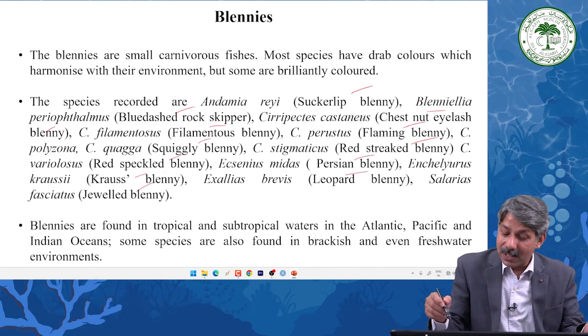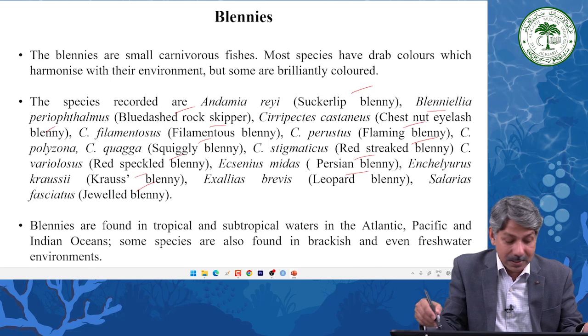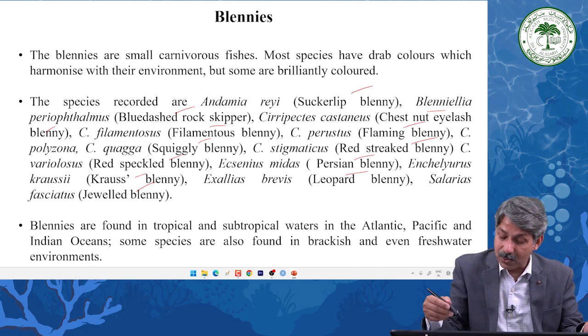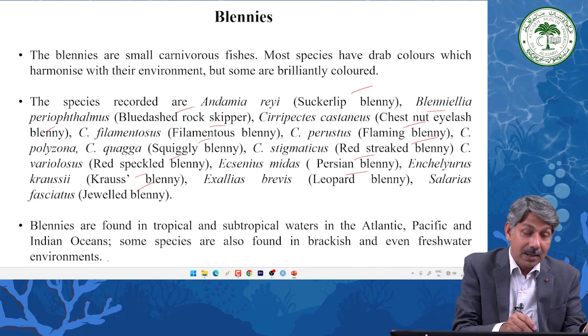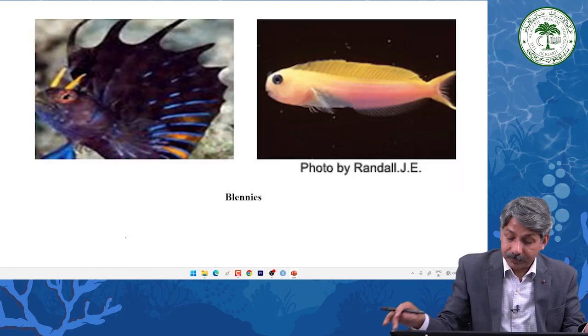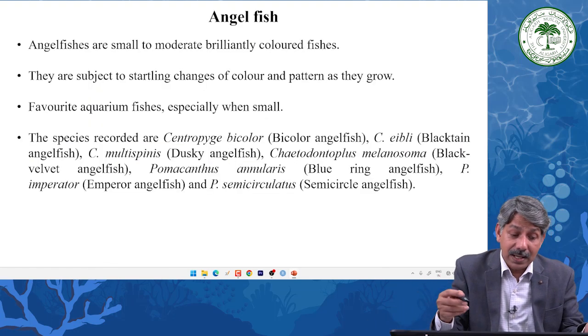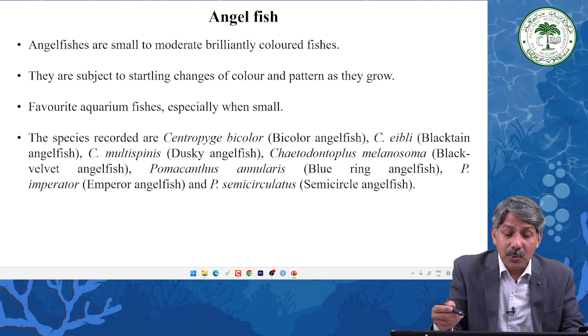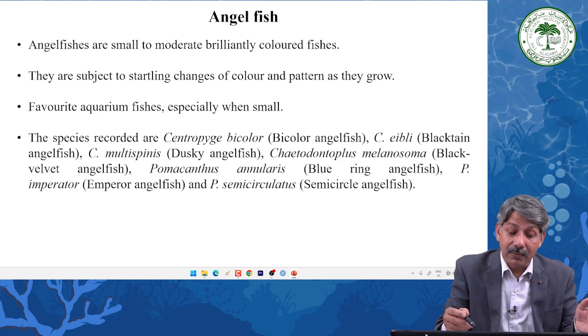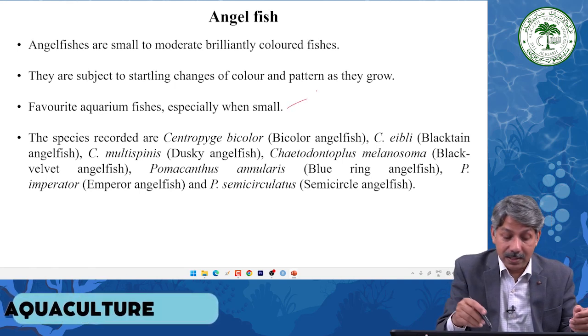Blennies are found in tropical and subtropical waters in the Atlantic, Pacific and Indian Oceans. Some species are also found in brackish and even freshwater environments. These are some of the photographs. Then angelfishes are small to moderate brilliantly colored fishes. They are subject to startling changes of color and pattern as they grow. Favorite aquarium fishes, especially when they are small.